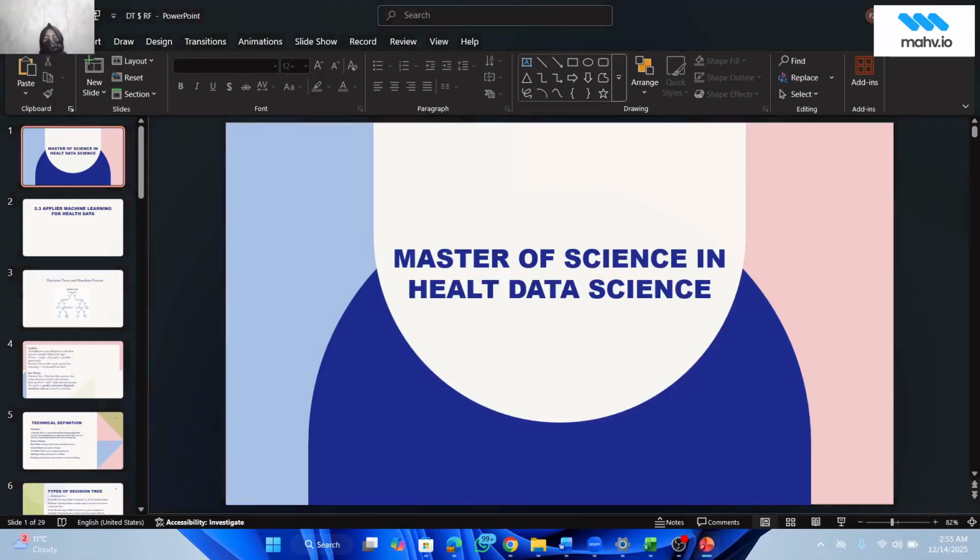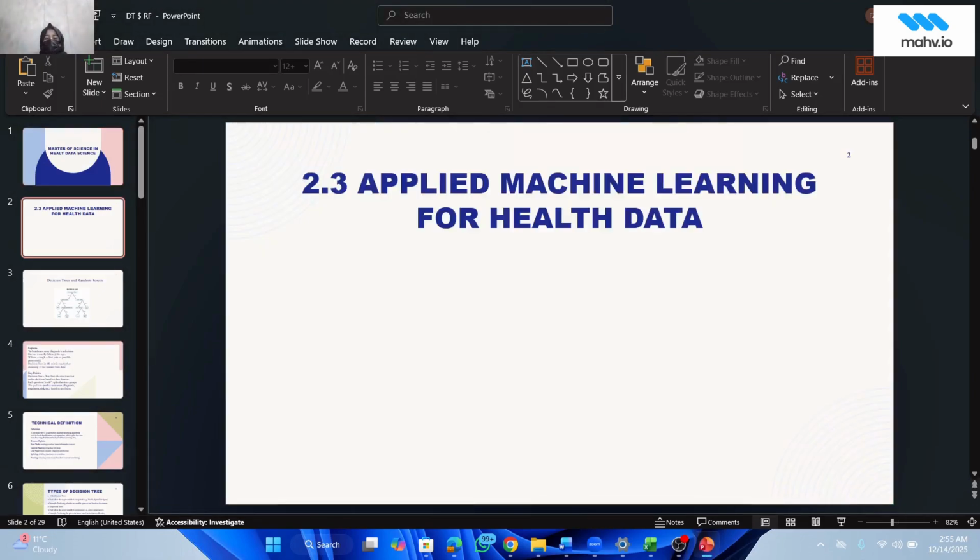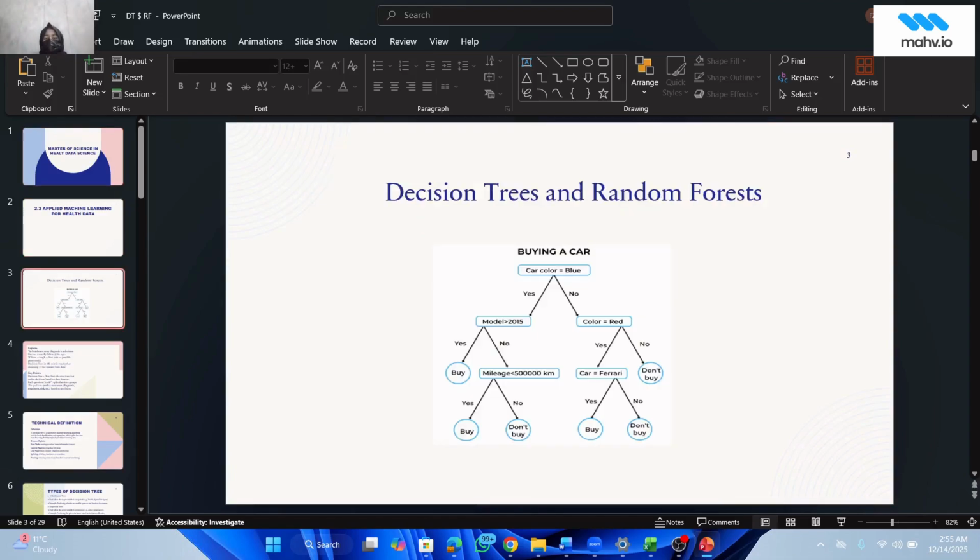Good morning, everyone. Today we will start the next topic of our chapter, Applied Machine Learning for Health Data, and our topic name is Decision Trees and Random Forest.